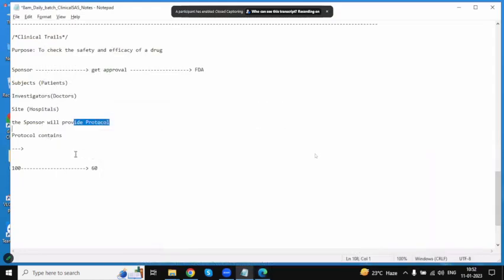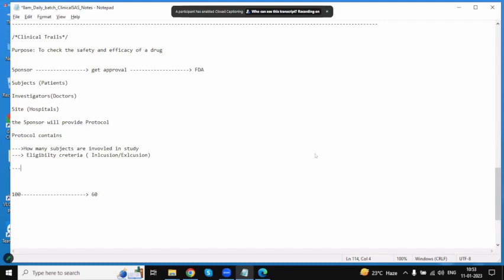Okay, sir. So this is the first document you will see from the sponsor. It contains everything: how many subjects are involved in the study, and how the subjects are screened based on the eligibility criteria. We saw some eligibility criteria: inclusion criteria and exclusion criteria.